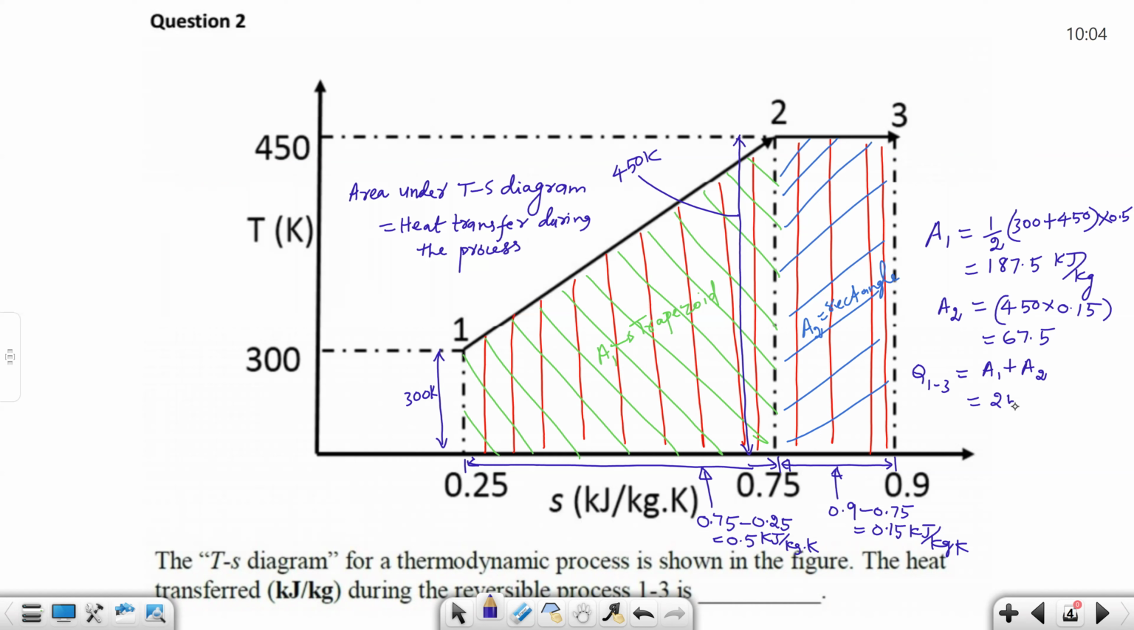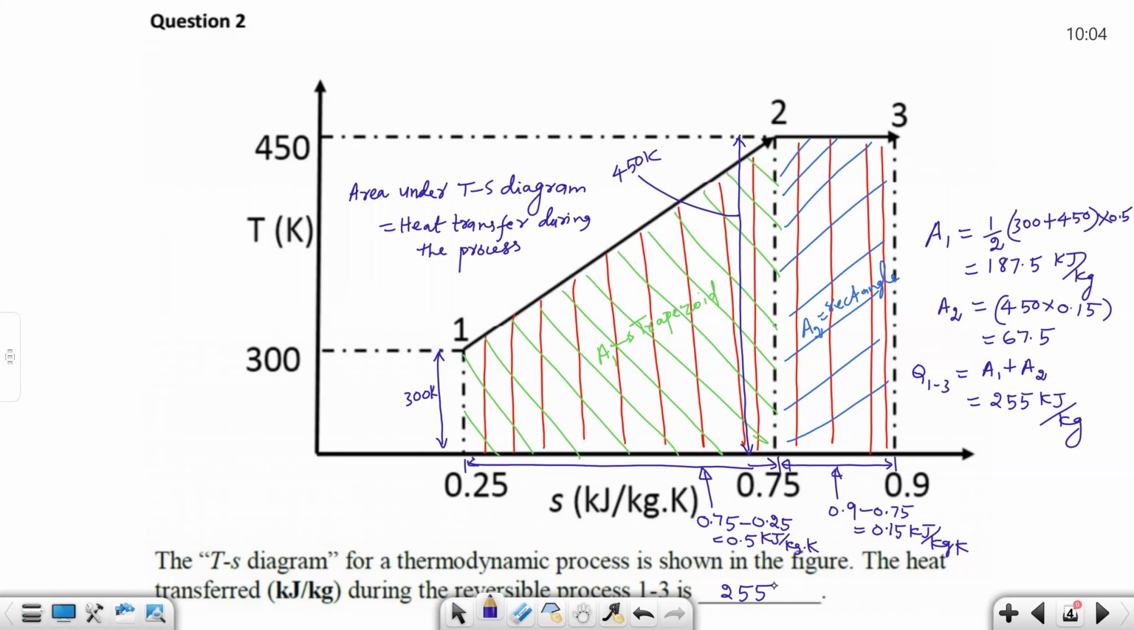255 kilojoule per kilogram. So your answer is 255 kilojoule per kilogram.